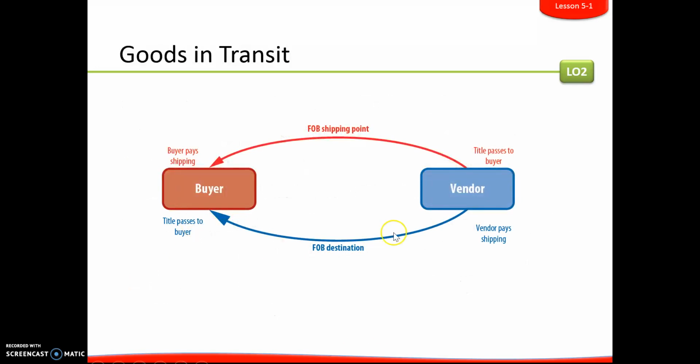So here it just kind of talks about, it's a little diagram that shows if we have FOB destination or FOB shipping point, and where the buyer pays shipping and when the title passes to the buyer. So remember, with FOB shipping point, as soon as the vendor drops those goods off at the shipping company, they become part of the buyer's inventory and the buyer pays the shipping. If it's FOB destination, notice that the blue line continues all the way until they're actually dropped off at the buyer. That's when the title passes, and then the vendor pays for the shipping in this situation.